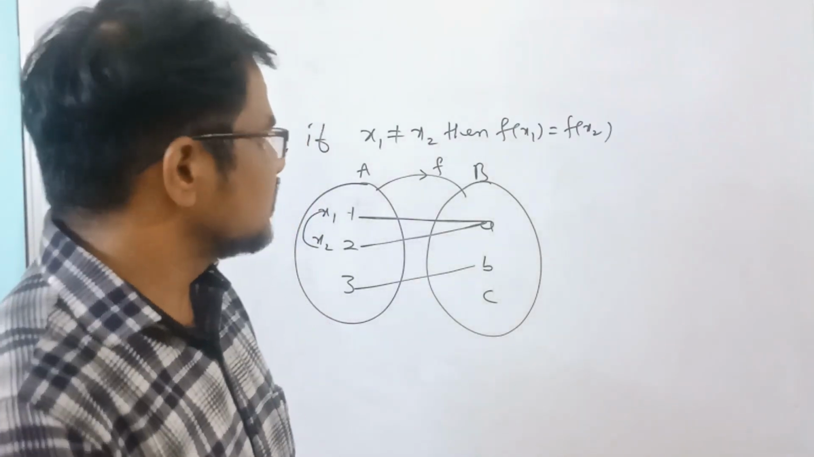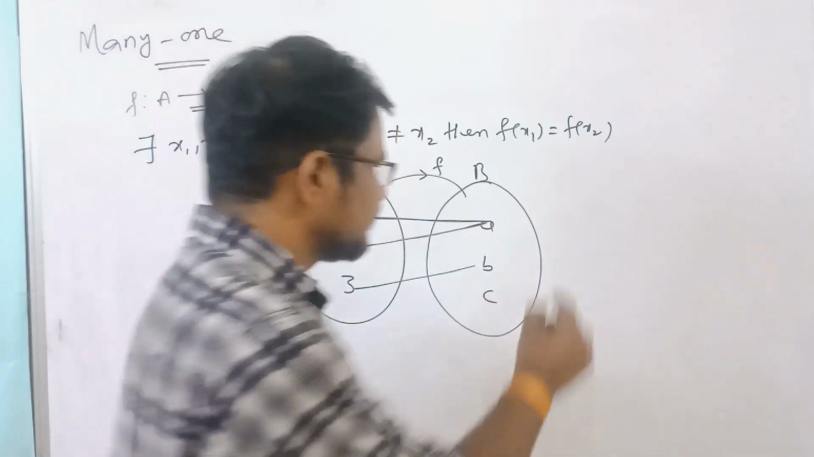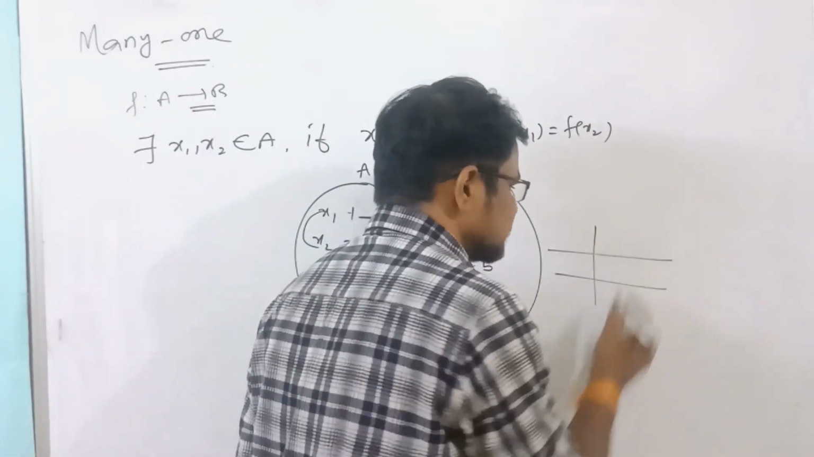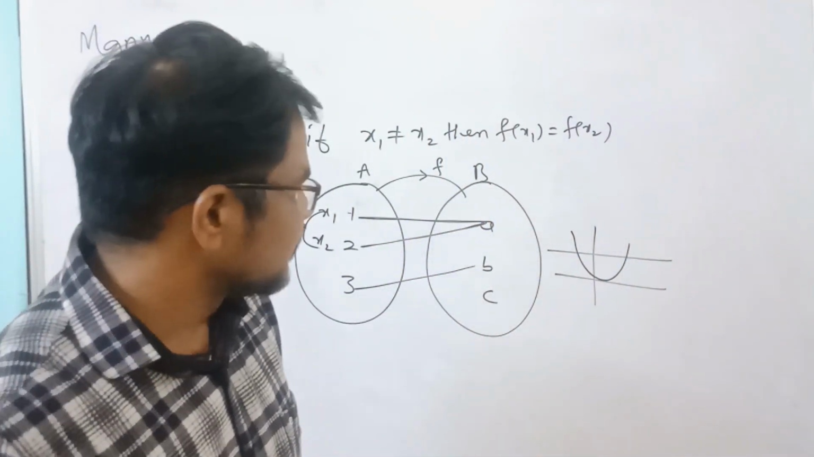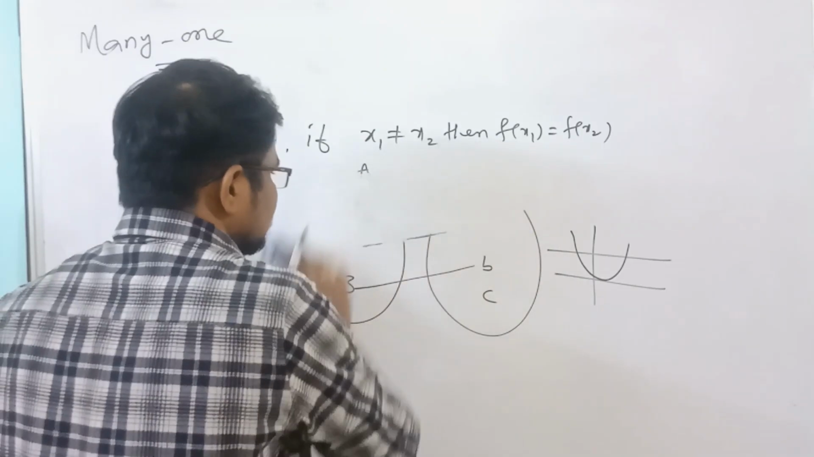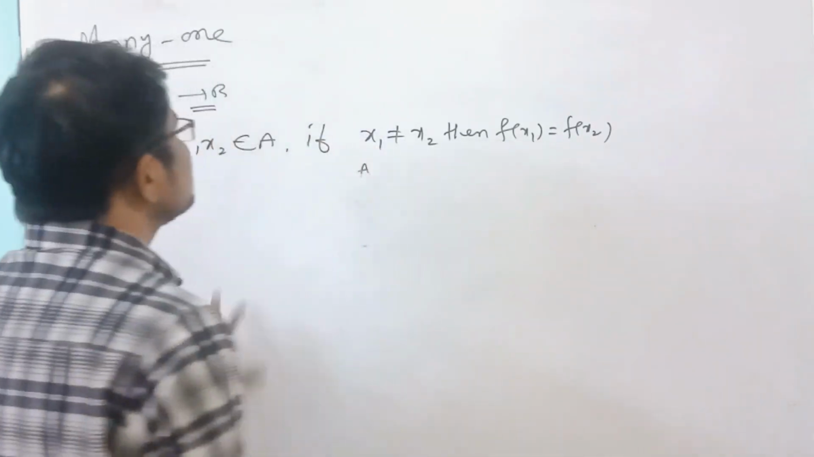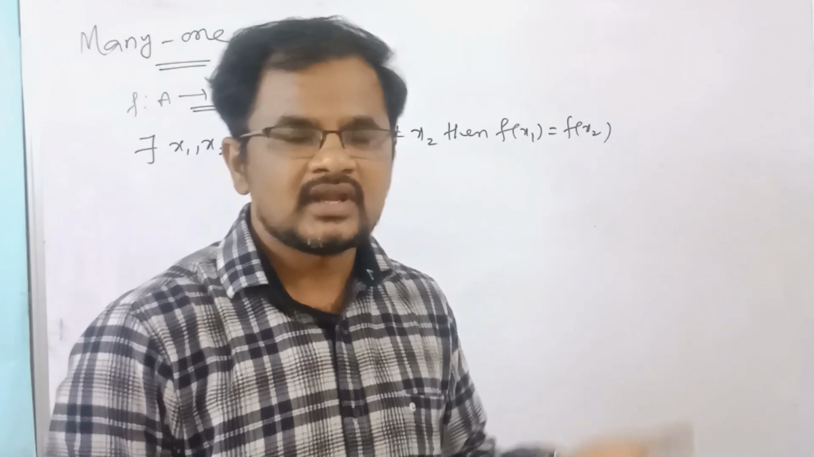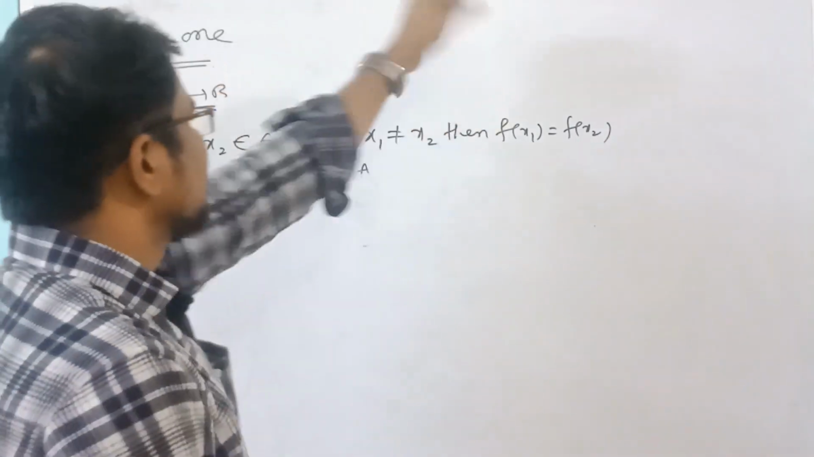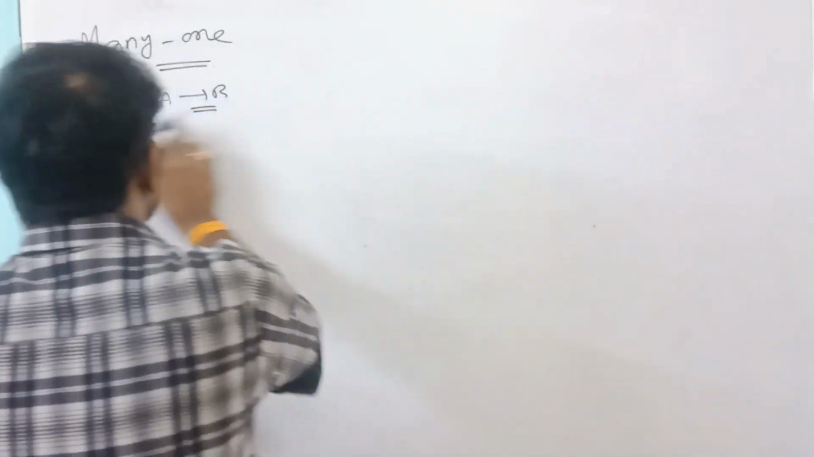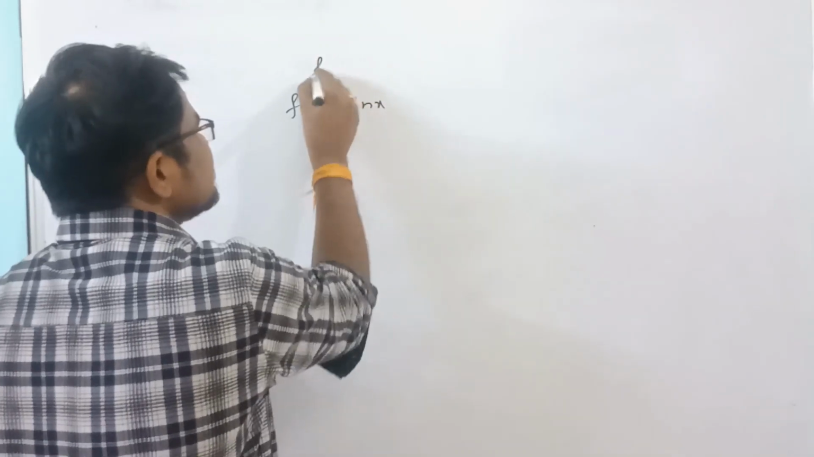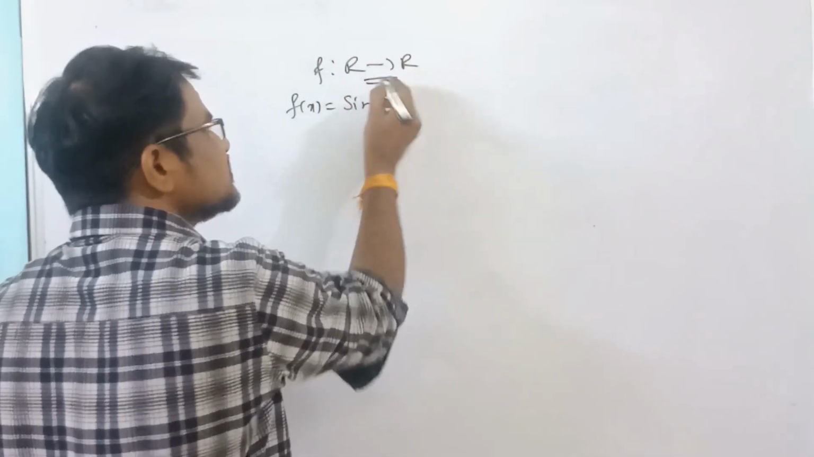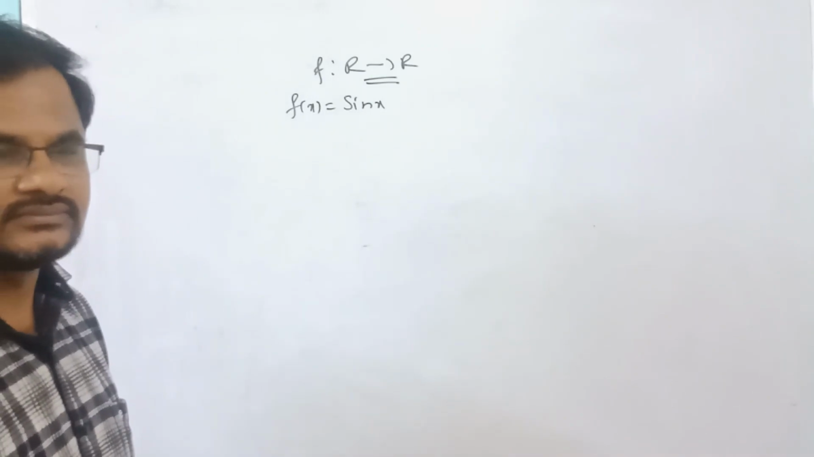And the graphical method we already know: if a line parallel to the x-axis intersects the graph at more than 1 point, it is a many to 1 function only, right? And simply you can say a function which is not 1-1 is a many to 1 function. Now you take one example. Already you have seen f of x equal to sin x, mapping from R to R. It is a many to 1 function, right?